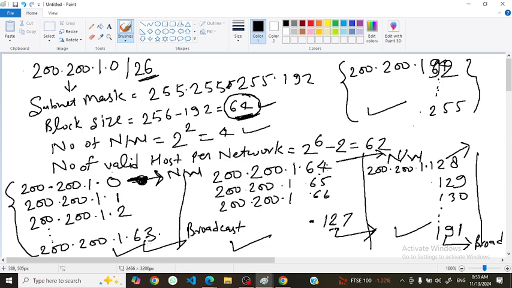Because from 0 to 63 is the first network, the second network will start from 64 up to 127. How many total IP addresses? 64. So we are adding up 64, 64 with the block size. Whatever the block size is, we keep adding it. Is it clear for everyone? Yes, sir. Okay, don't worry.